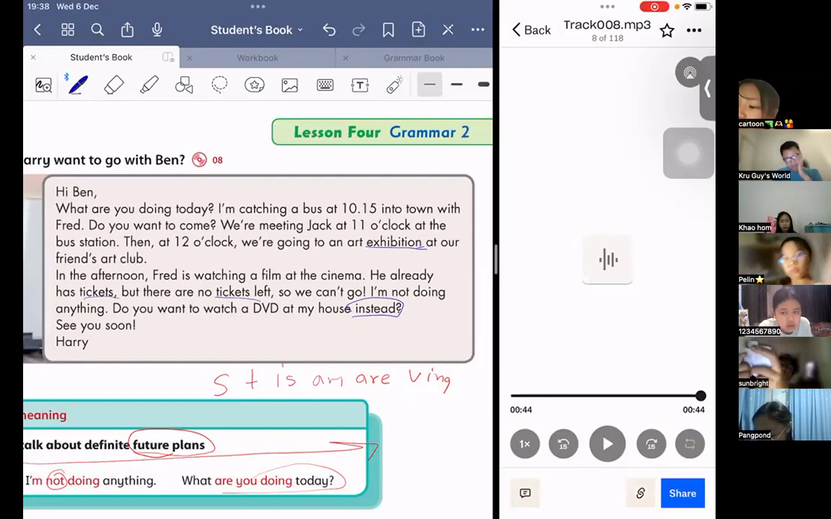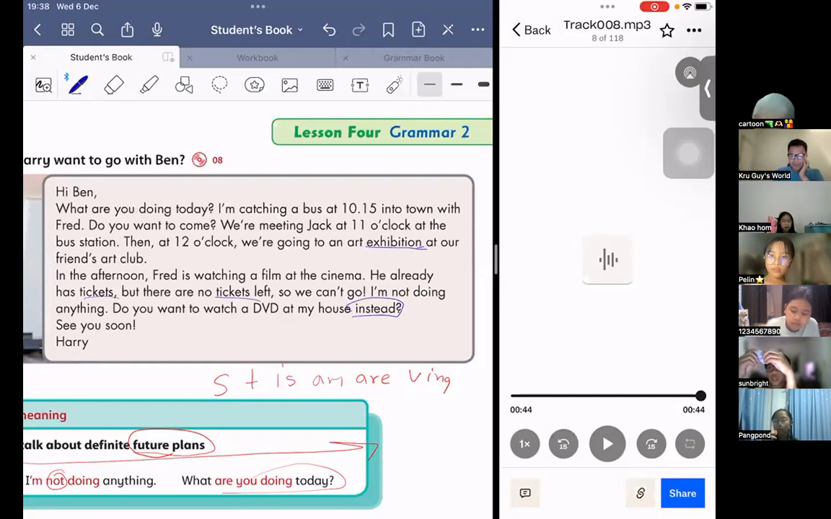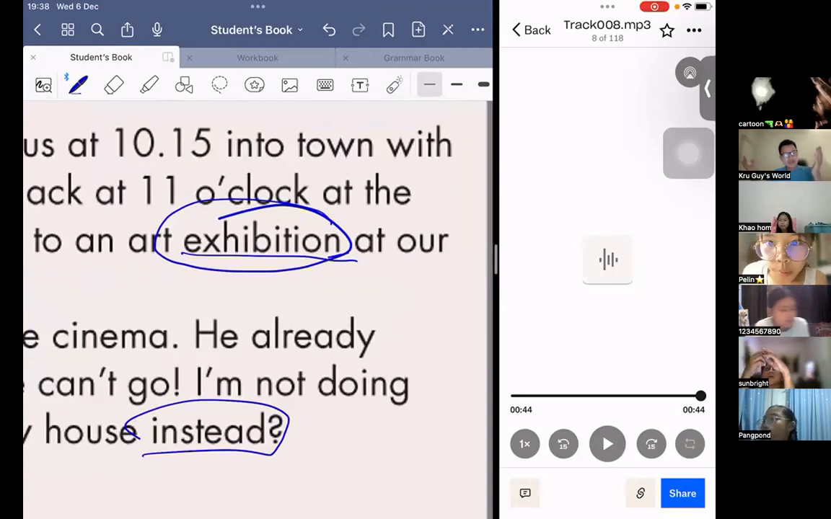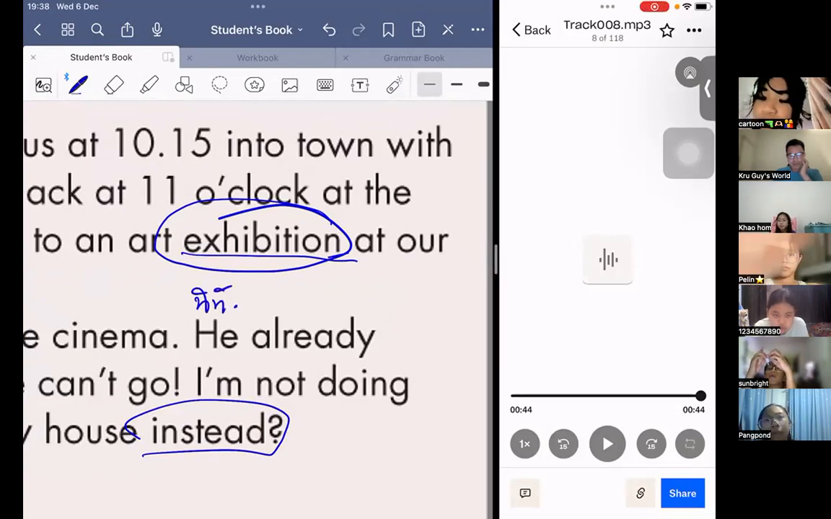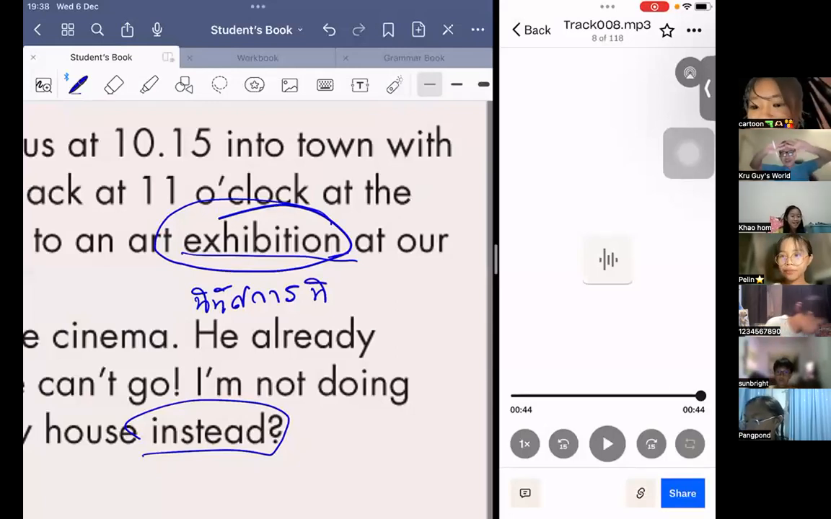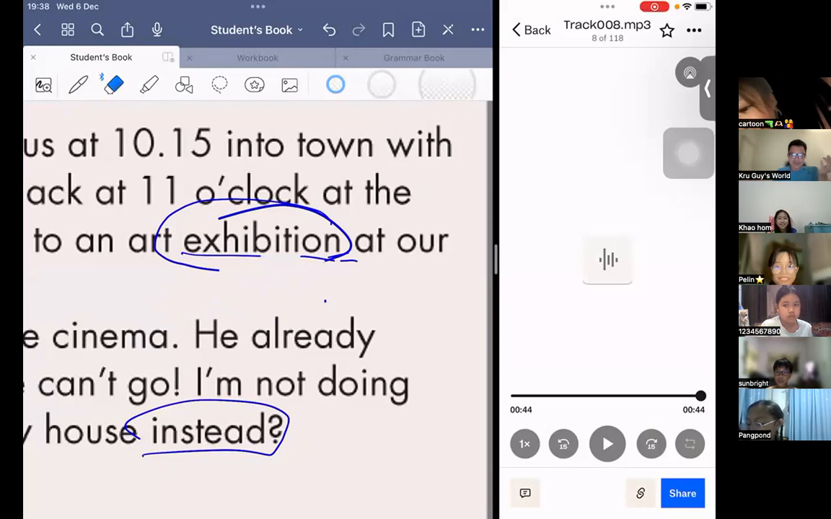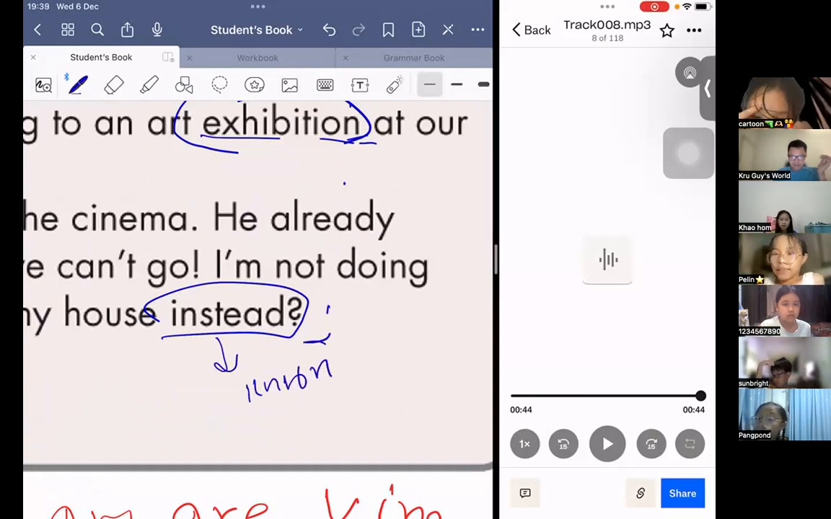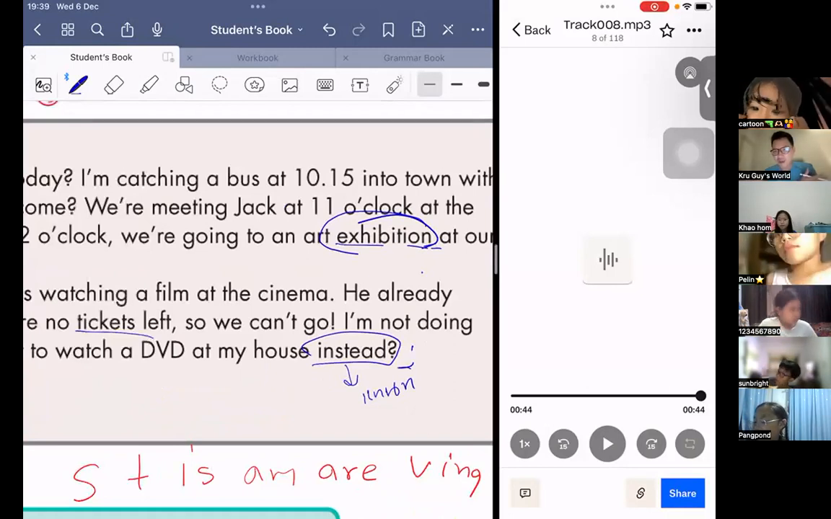Okay, thank you. All right, look at this. Ben started, and maybe he wrote a letter to Harry. So what is a letter? What does exhibitions mean? Like a big hall, that's an exhibition. Is it how you write the time? How do you write the time? Okay, and this one, instead, what does it mean? Right. Instead of watching the movie at the cinema, what about watching a DVD at my home instead?